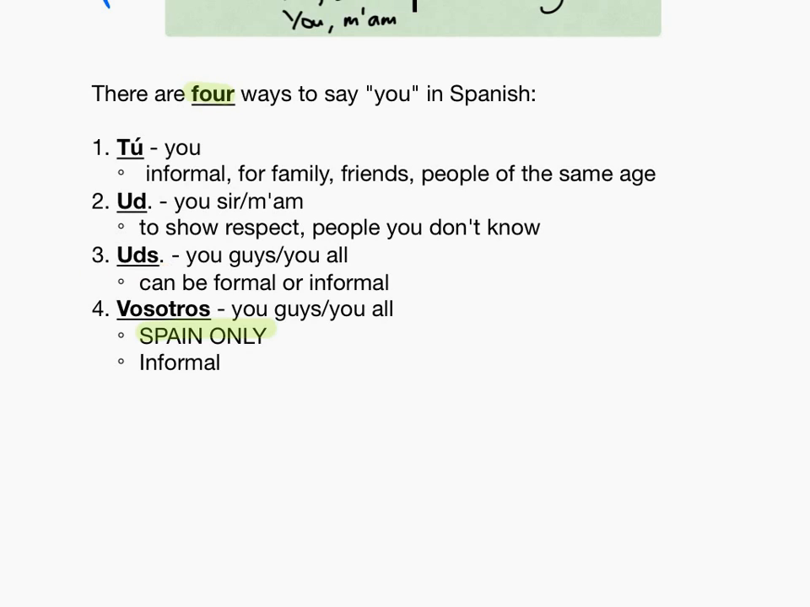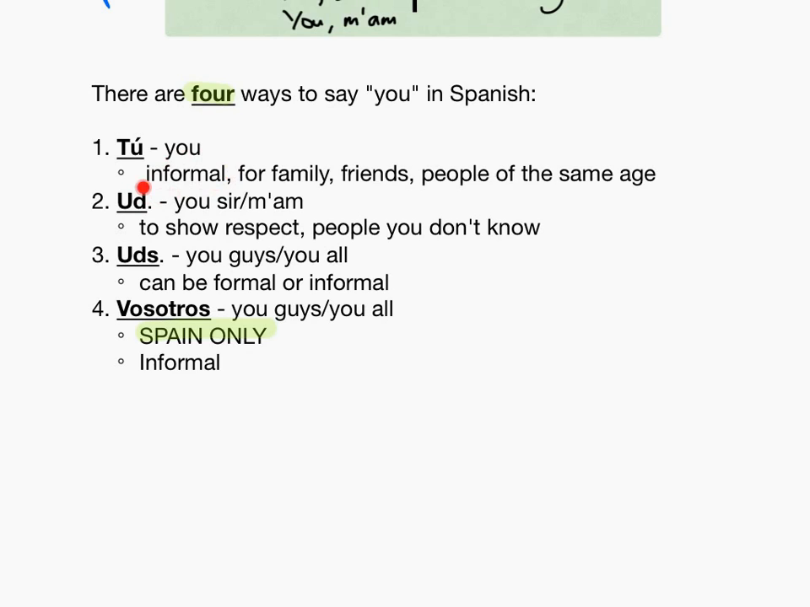The other one is ustedes, which is you guys or you all. So ustedes can be formal or informal, but if you're talking to more than one person, saying that more than one person, you guys, are doing something, you're going to use ustedes. And then the fourth one, the most rare, is vosotros, which is you guys or you all, but it's used in Spain only, and it's informal, okay, meaning people that you know, people that are the same age.